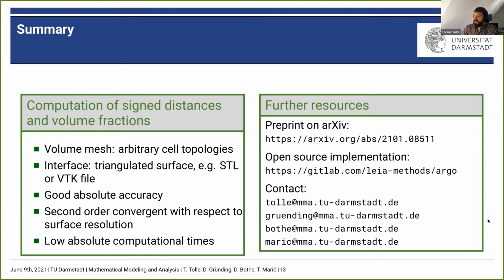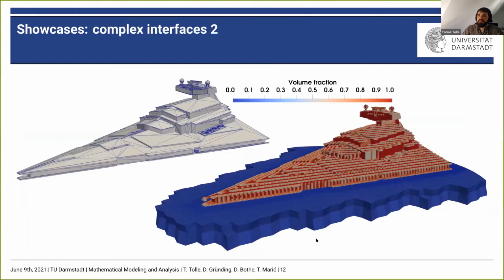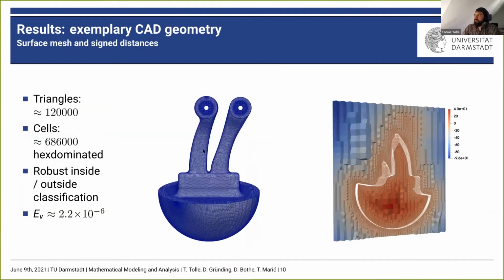But yes, so far, to clarify or emphasize again, it was just setting the volume fraction field. For example, for this case here with close to 700,000 cells and 100,000 triangles on a single core, this takes less than 2 minutes to compute the volume fraction and the signed distances.